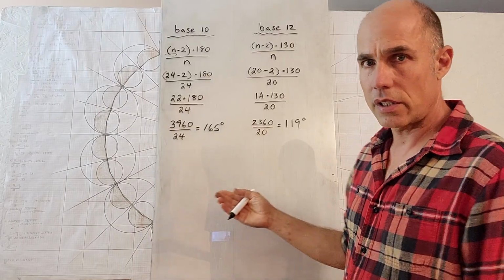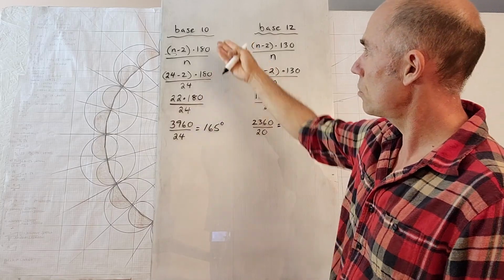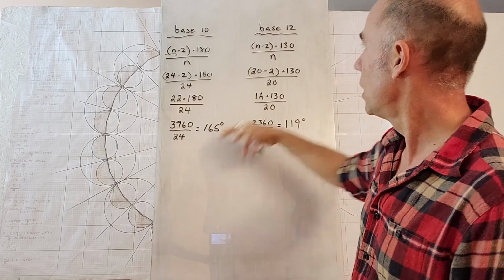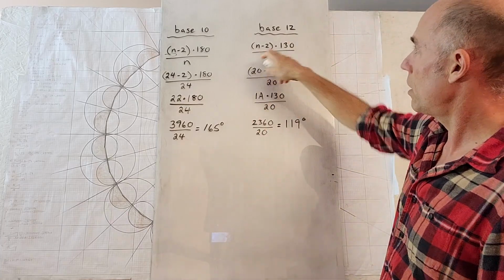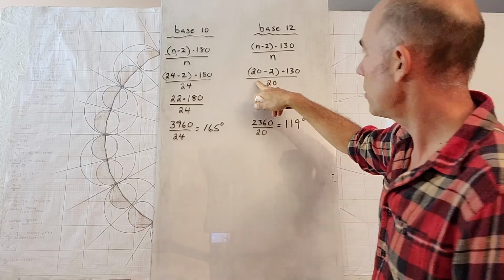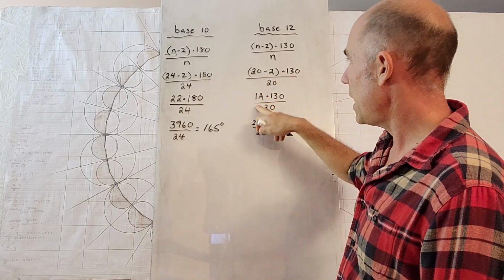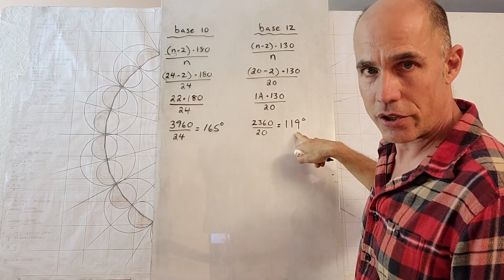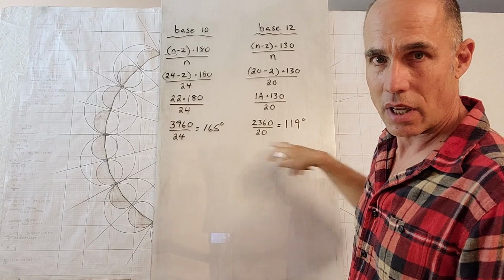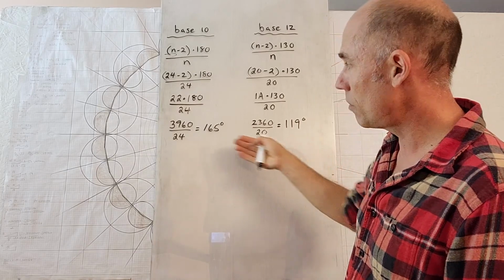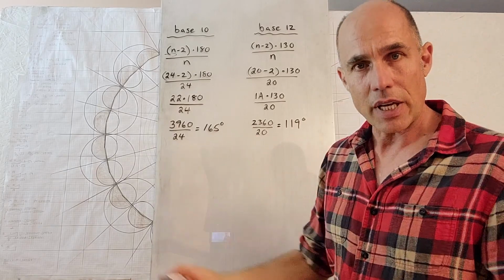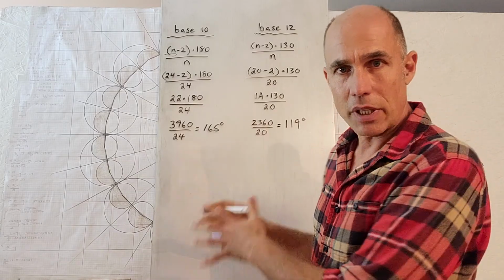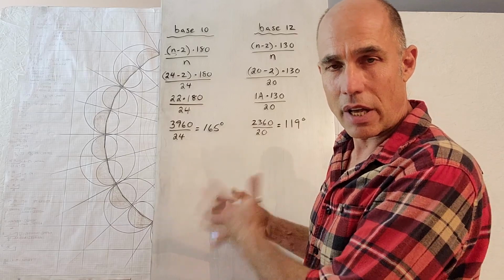Okay, and here are those calculations. So you can see the base 10 version. When we go through, we get to the answer of 165 degrees. So in base 12, when we do n minus 2, n is going to be 20 here. So 20 minus 2 is 1a, multiplied by 130 equals 2360, divided by 20 equals 119 degrees. So again, it's the same amount of degrees, just the base 12 version of this whole number. That's what it looks like. That's the answer for that particular ring. So that's all the information that's basically encoded within that first ring.